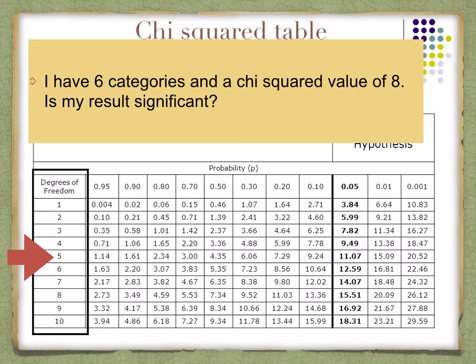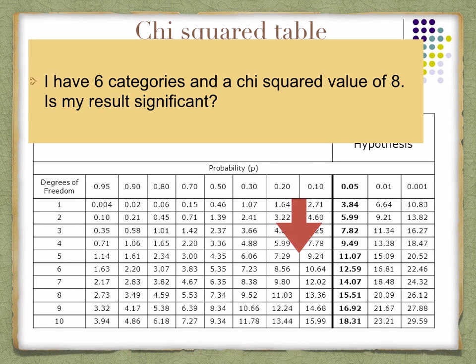I then look up the chi-squared value that I obtained in the table. So you have a look at the degrees of freedom, which is 5. You go all the way across and look where 8 falls in the table, and you'll notice that 8 falls between 7.29 and 9.24. Then you need to have a look at the probability above that. So the probability is between 0.2 and 0.1. So keep this in mind.